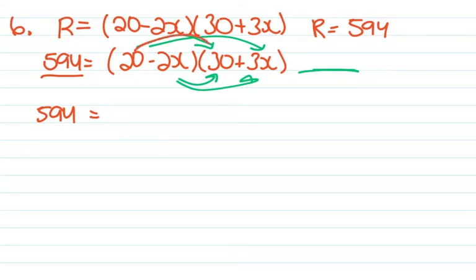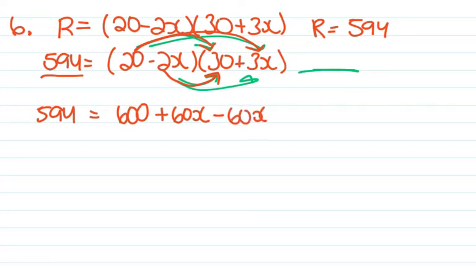So 20 times 30 is 600. 20 times 3x is 60x. Negative 2x times 30 is negative 60x. And negative 2x times 3x is negative 6x squared.